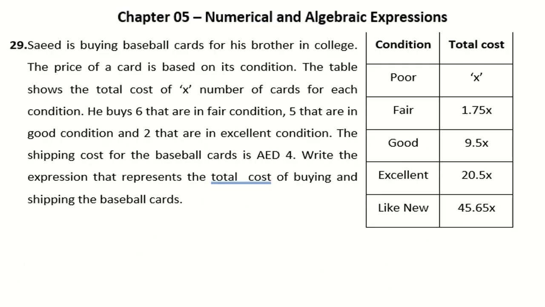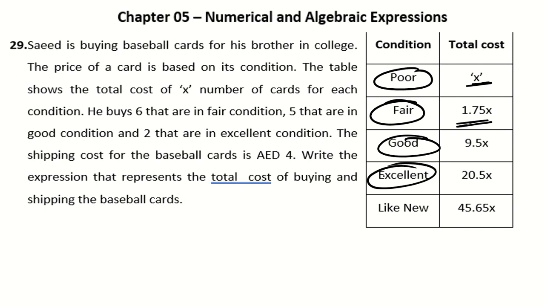Okay. Now another one is Saeed is buying baseball cards for his brother in college. The price of a card is based on its condition. The table shows the total cost of x number of cards for each condition. Okay, means if it is in poor condition, price is x. Fair condition, price is 1.75x. Good condition, excellent condition, like new. Okay, so price is given here, where x is the number of cards.